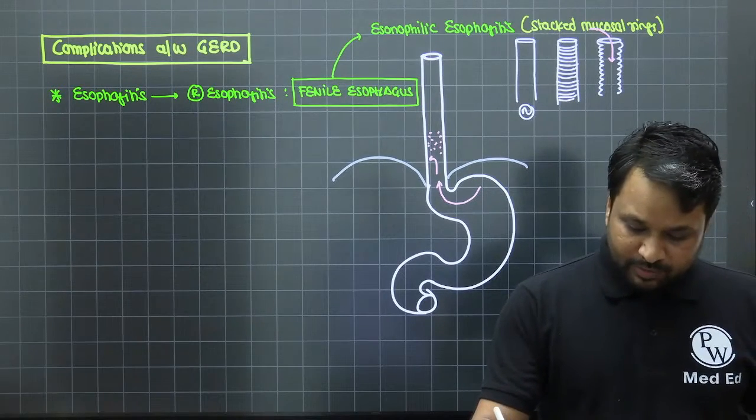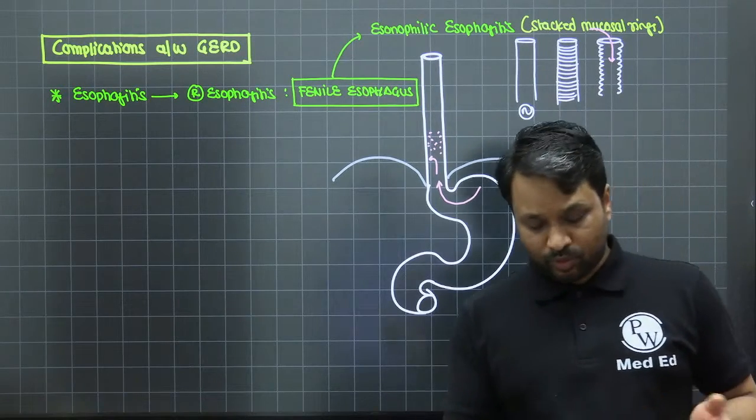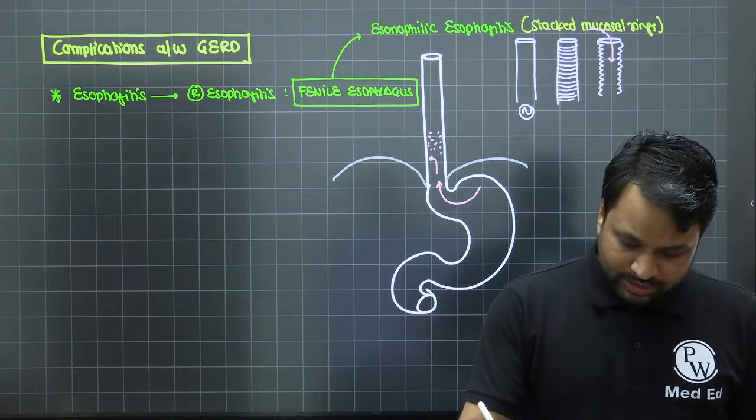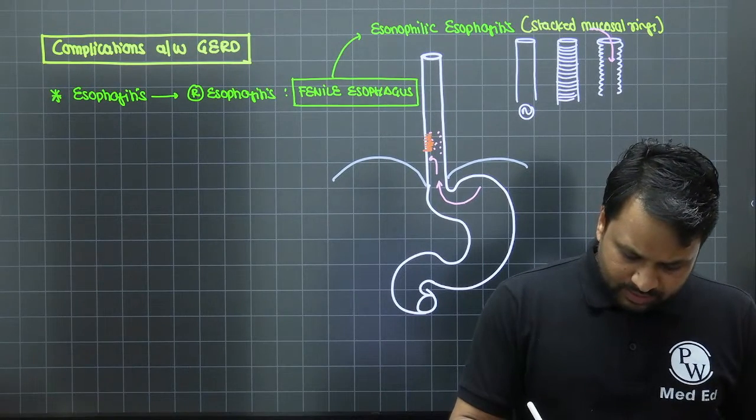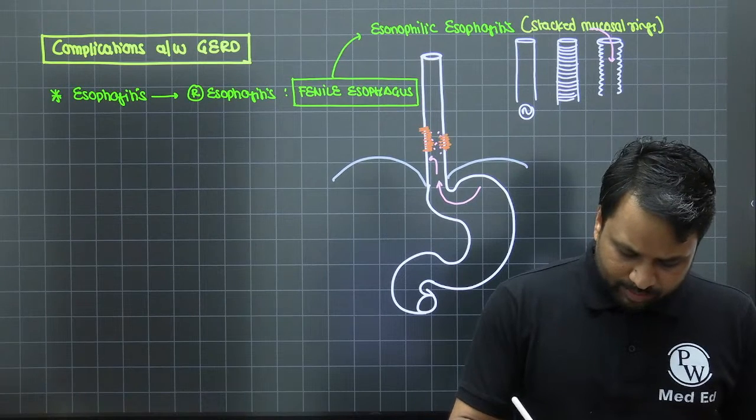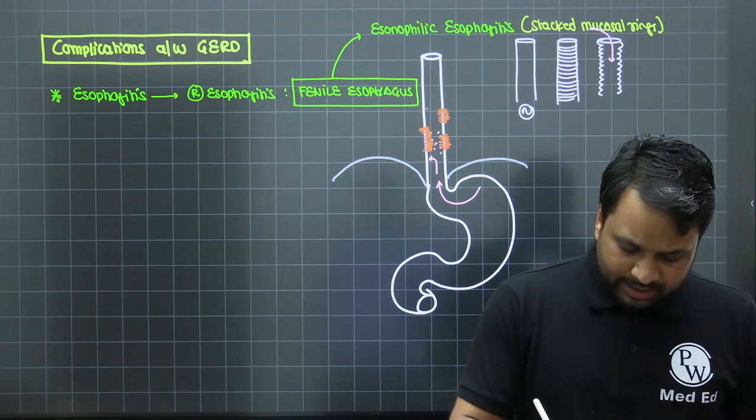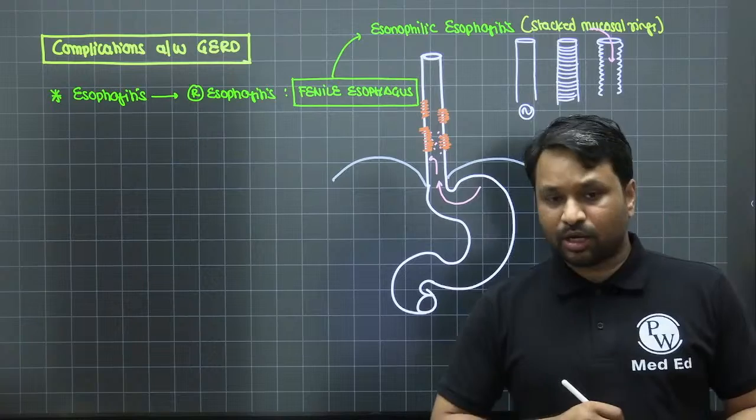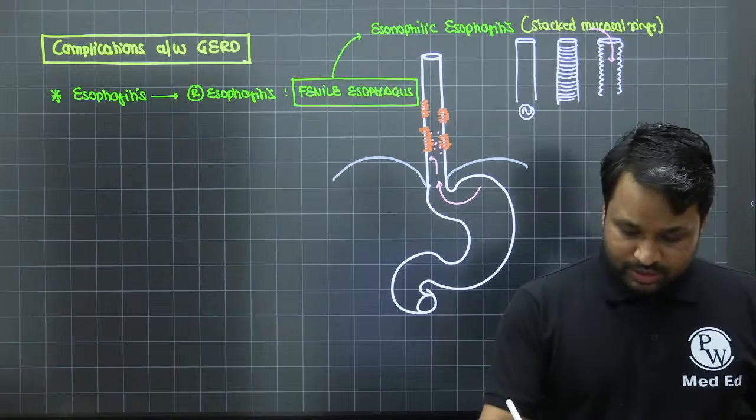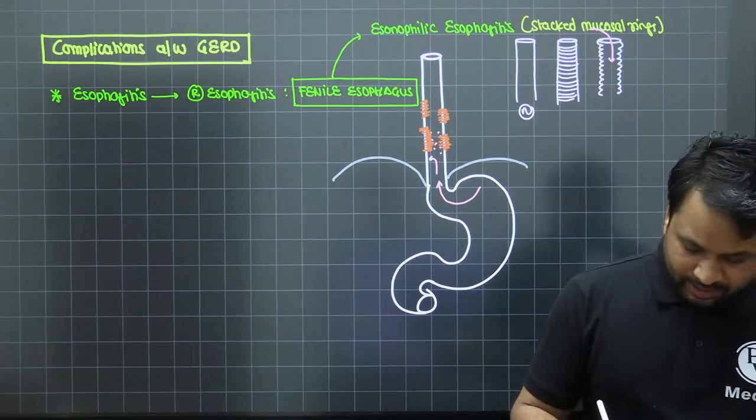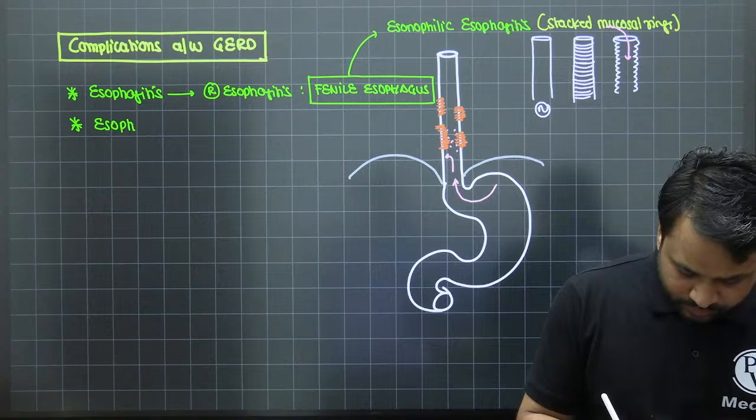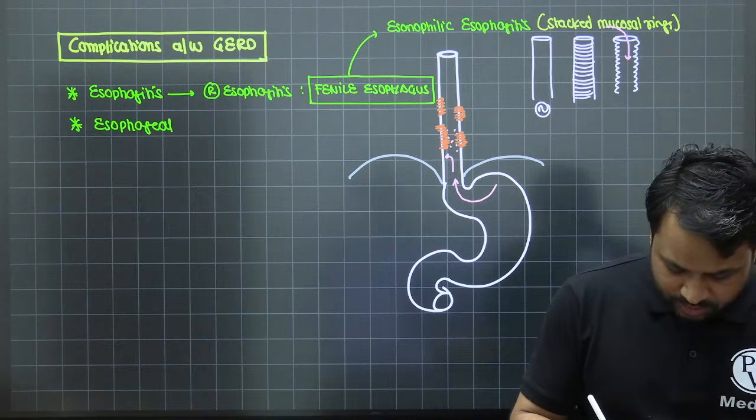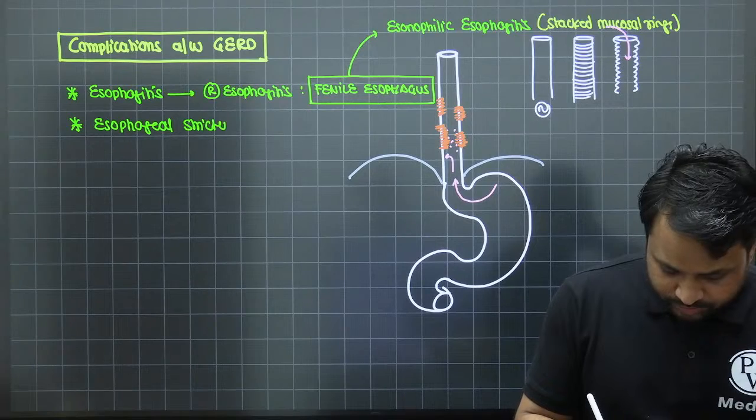Now repeated inflammation is going to heal by fibrosis, and that fibrosis will result in narrowing. So you will notice that this area of the esophagus is now going to get hampered. As repeated areas get hampered, these areas are undergoing fibrosis, right? So the second complication that I can expect is going to be an esophageal stricture.